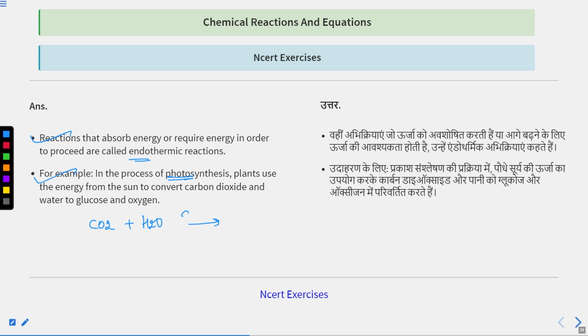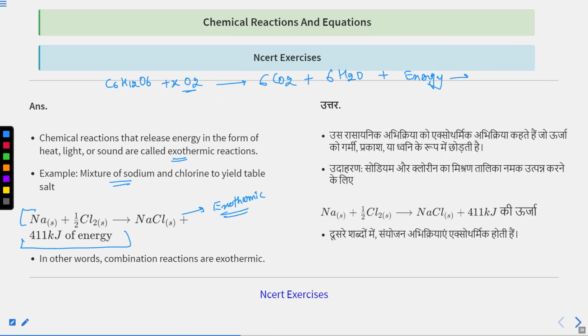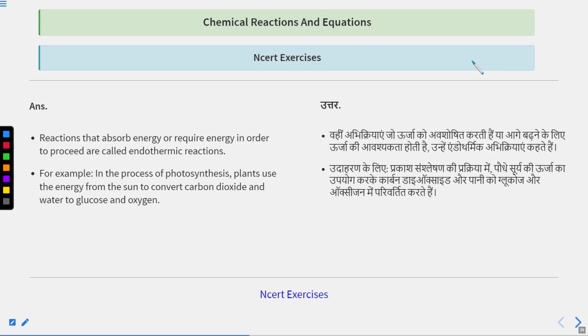They are using sunlight. They are forming glucose plus oxygen. This reaction occurs in plants, and the reverse one occurs in animals, like humans. Okay, I hope you are very much clear.